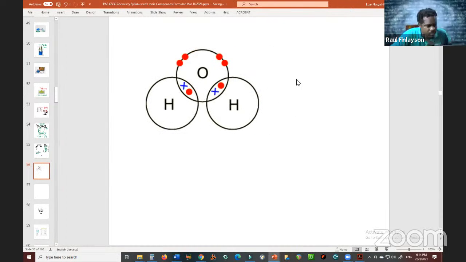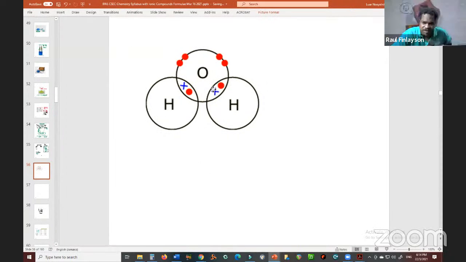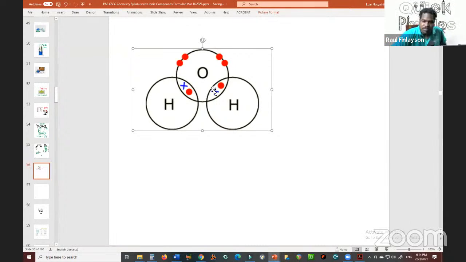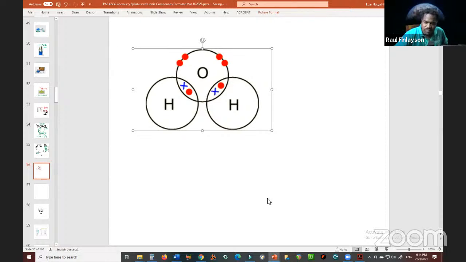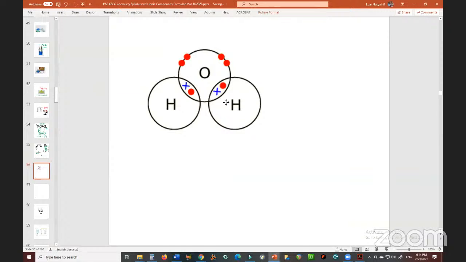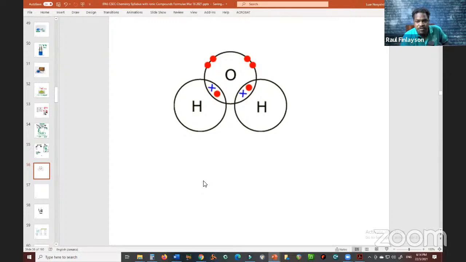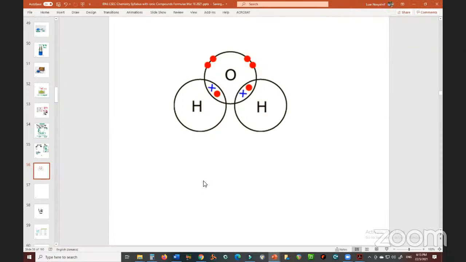Everybody seeing this? Yes, sir. All right. Now I hope you can make an understanding of this. What is it that you're seeing? What do you understand from the image on the screen? You see three circles, and you have three letters there, and you have X and some dots. What do those mean?